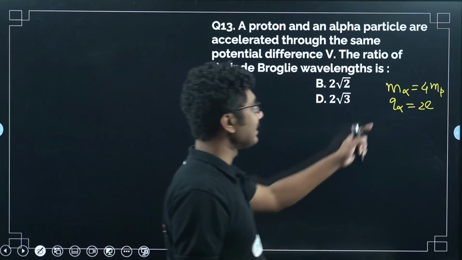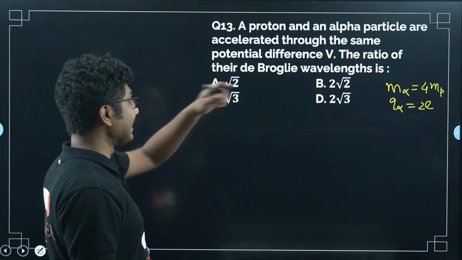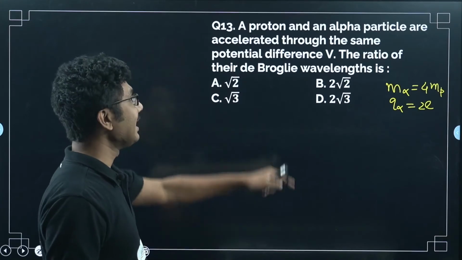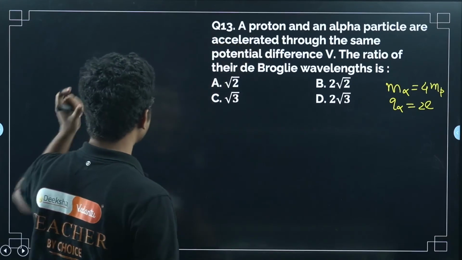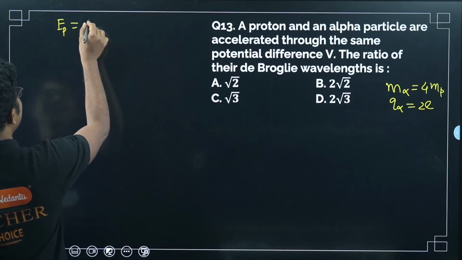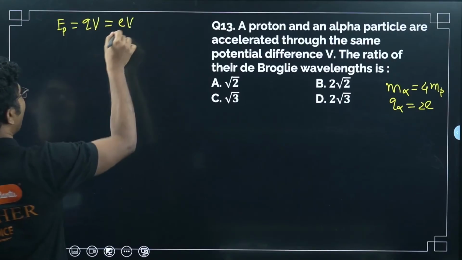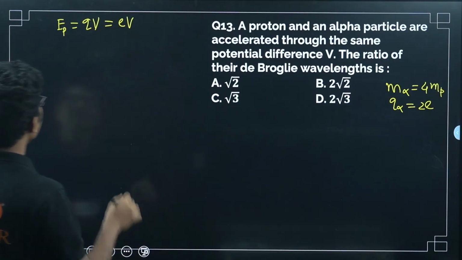Okay, so these are the things that you should know. Now what is the energy when they are getting accelerated in the potential V? So energy of the proton is QV, that is eV.